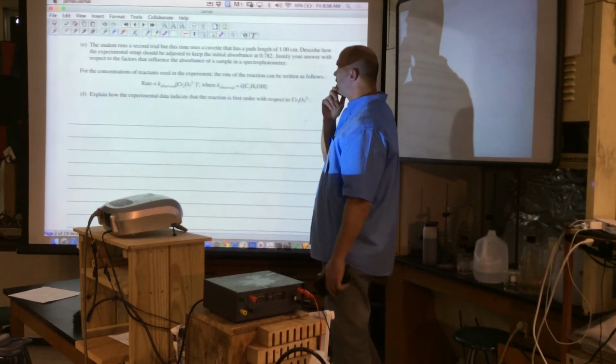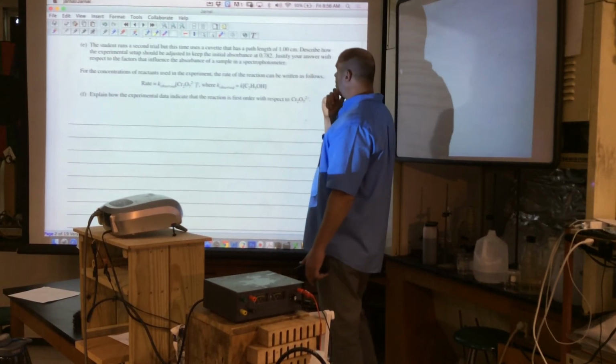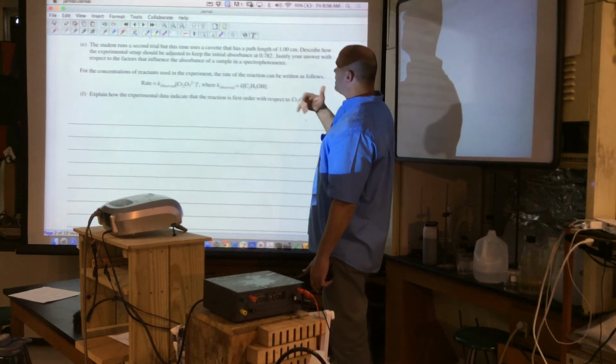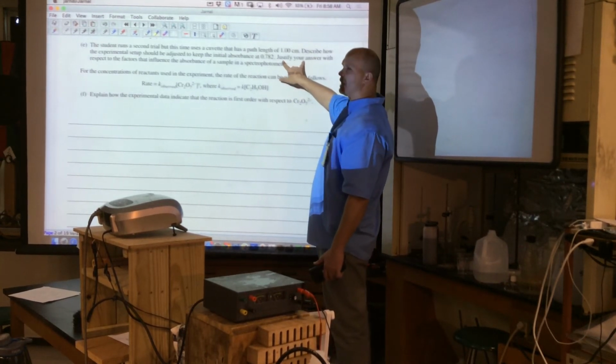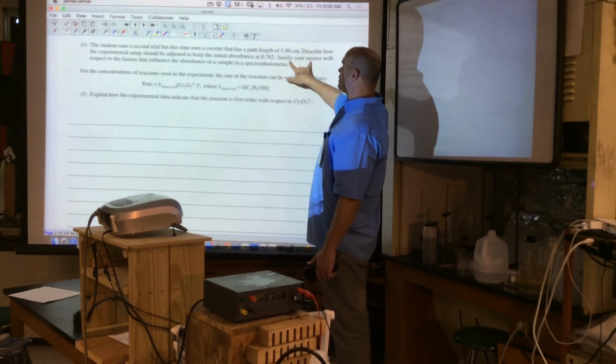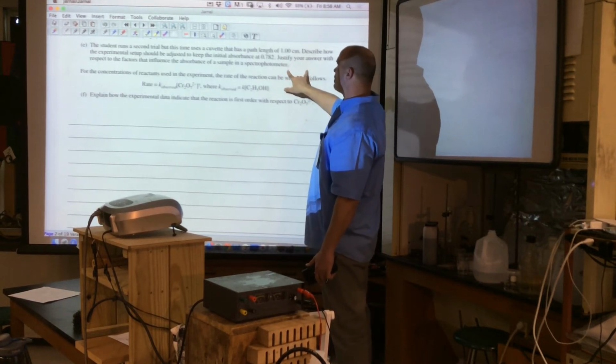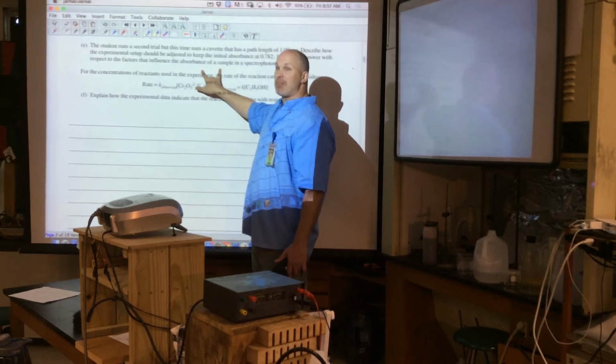I have to reread to see exactly what you said. But in any case, the idea here is that you have to pump it up a lot. Saying double is fine. Justify with respect to factors that influence the absorbance of the sample. Well, what affects A equals ABC?